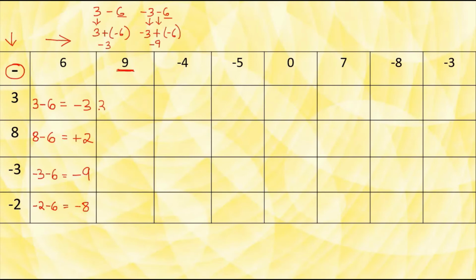I will write down 3 first, which is the number 3 in the vertical column. Then minus 9. Similarly, 8 minus 9, minus 3 minus 9 and minus 2 minus 9. First we will write this down and then we will solve it and write down the answer.